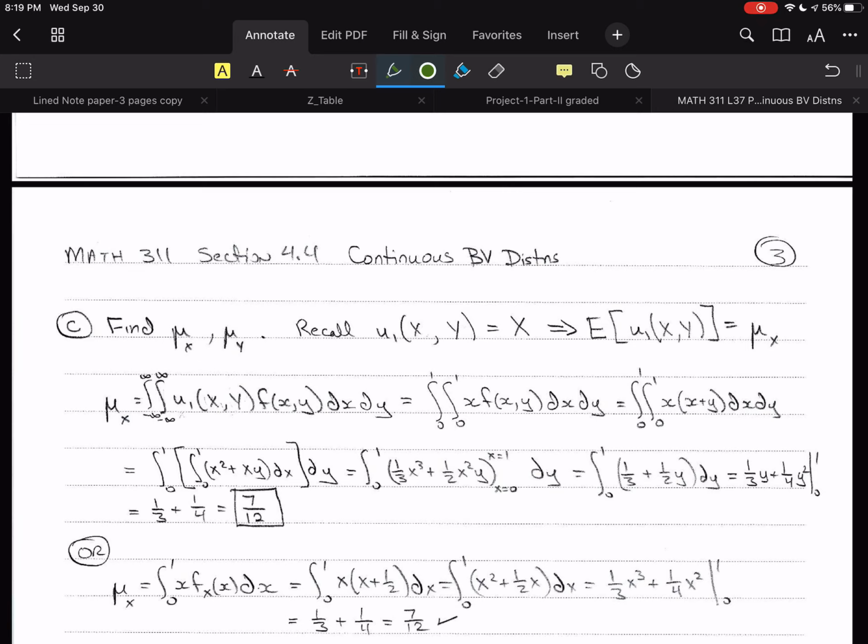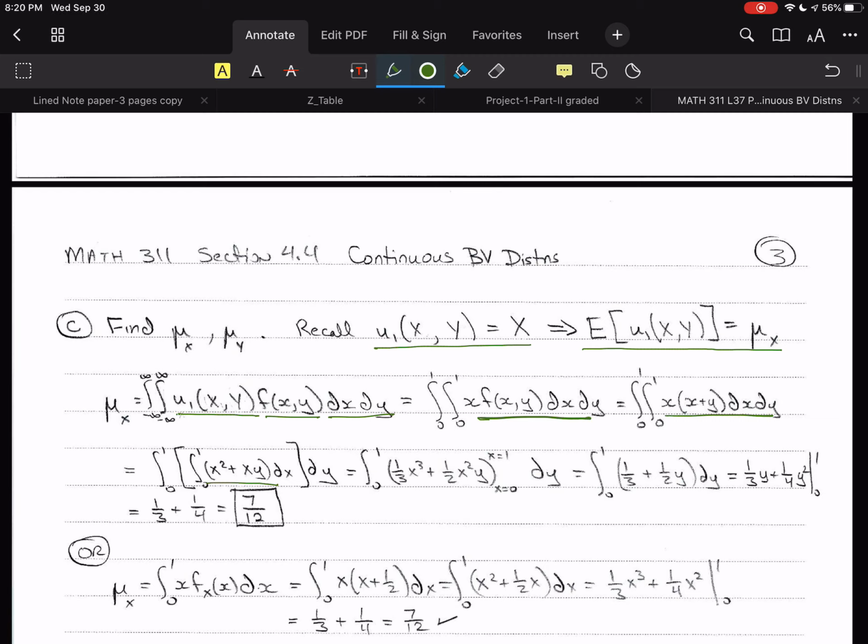Okay, so we want to find the mean of x and the mean of y. So I want to remind you that if we set u1 of xy equal to x, then the expected value of u1 is equal to the mean of x. So I can integrate this: the expectation of u1 times f of xy, and then I have to integrate over x and y. Substituting in for my limits of integration, I have this, and then I substitute in for f of xy, and multiply out.